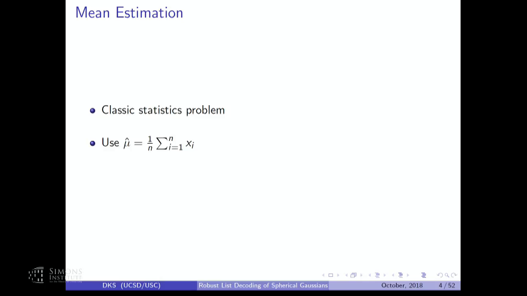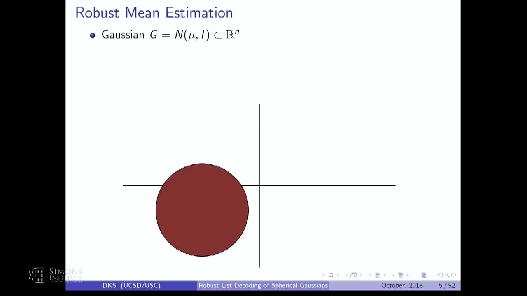It's well understood that if you let mu hat be the sample mean, then this is a pretty good estimator. And in fact, the error is something like O of square root of n over m with m samples. And this goes to zero as your number of samples goes to infinity, which is about the best you can hope for.